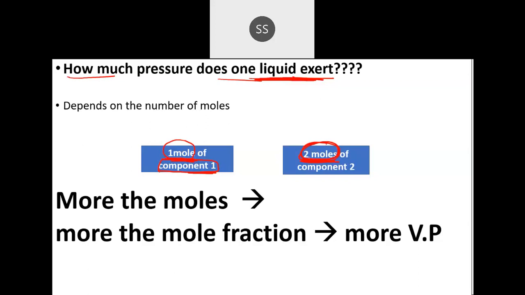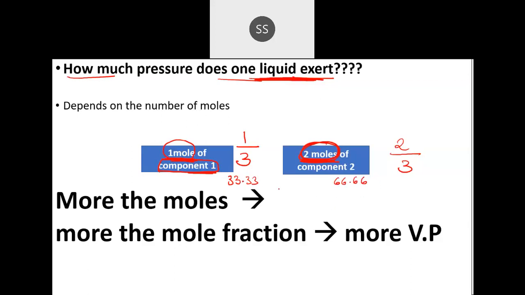You can even calculate it. For the first component, it will be 1 divided by 3: 1 mole out of the total number of moles, which is 1 plus 2, so it is 1 by 3. And here it is 2 by 3. So who is exerting more pressure? This one is exerting around 0.3. In percentage, it will be 33.33, and this will be around 66.66. Total 100%.